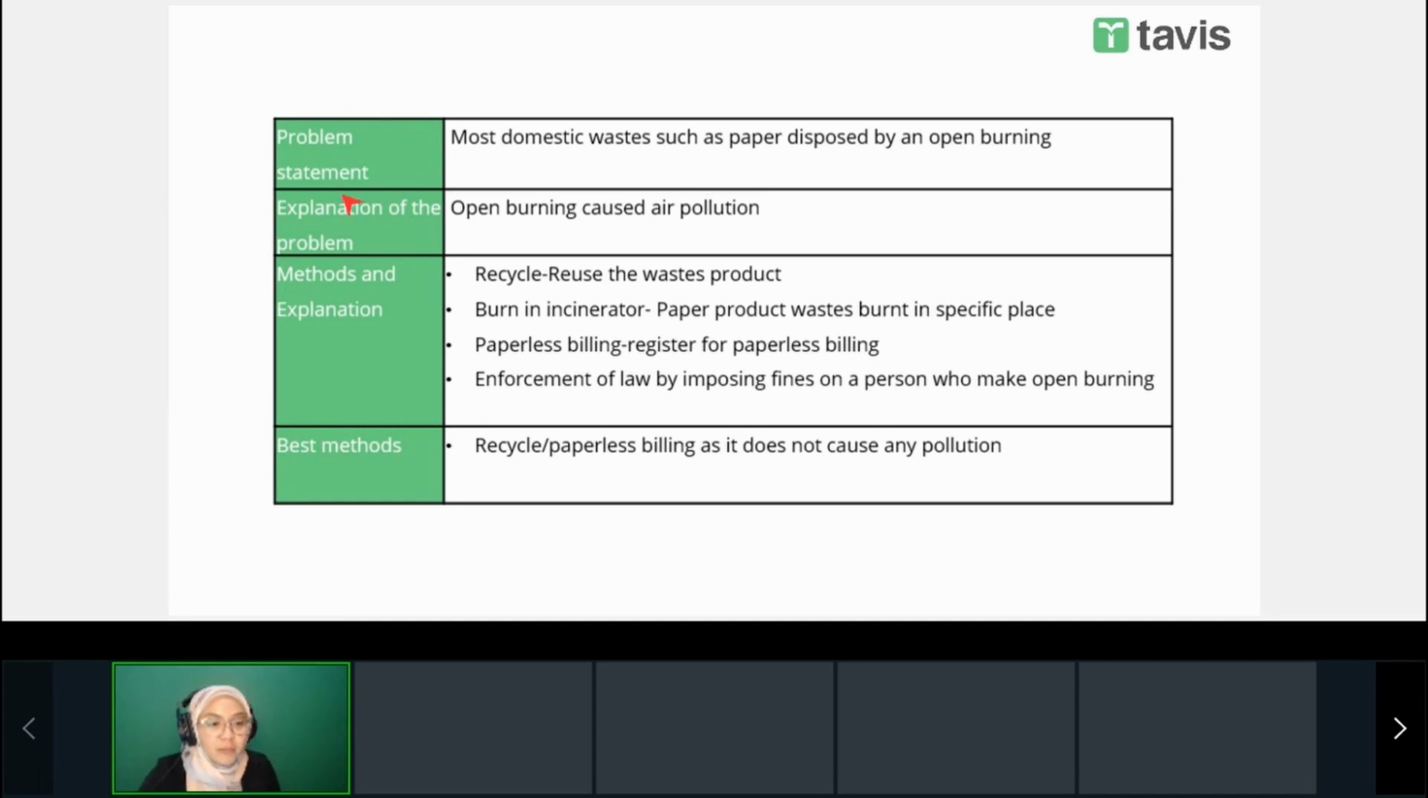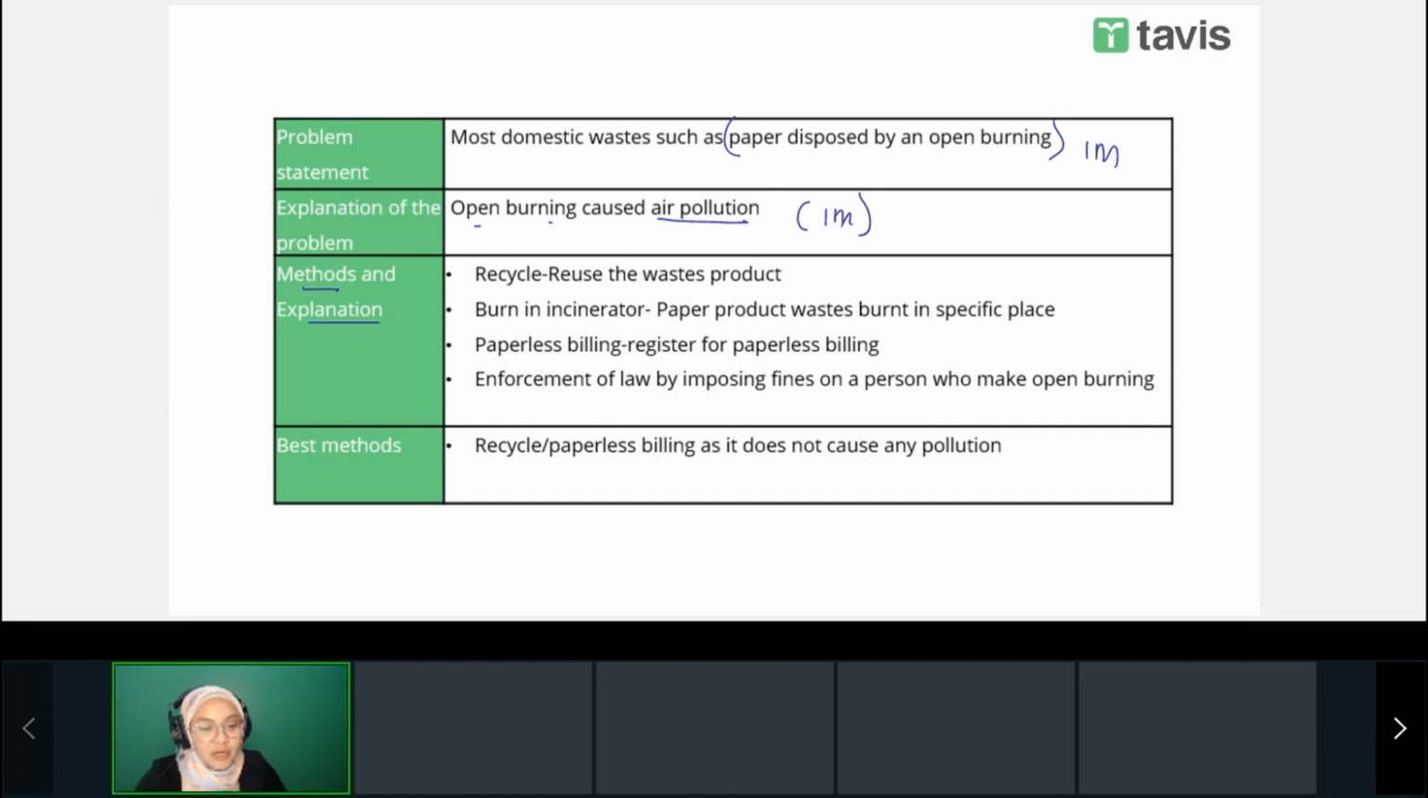The left column, put the problem statement. Problem statement we can get from the question. Domestic waste such as paper disposed by open burning. This one, 1 mark. The explanation of the problem, the root of the problem. The open burning next cause air pollution. This one, the explanation of the problem. The problem caused what? Caused air pollution.